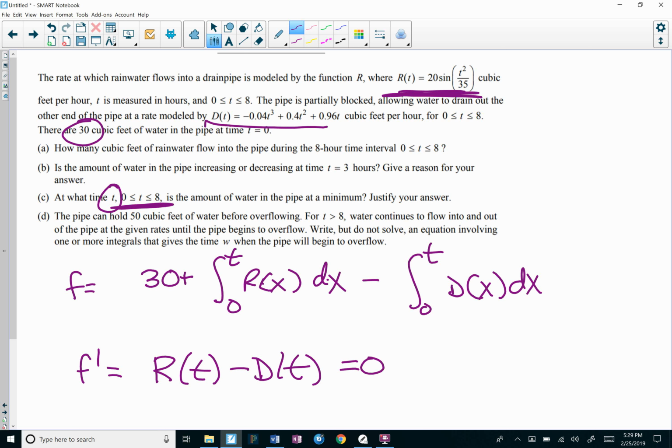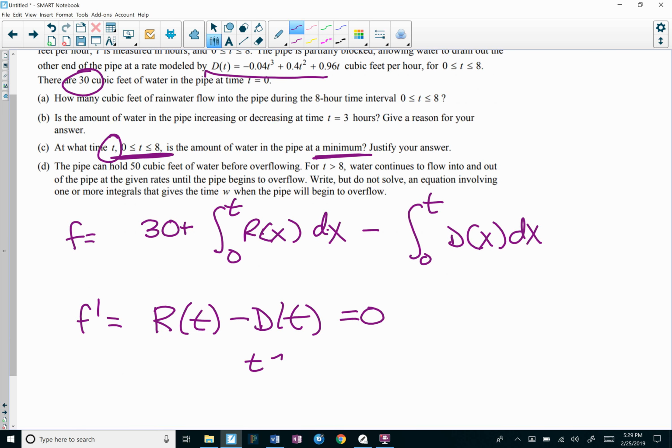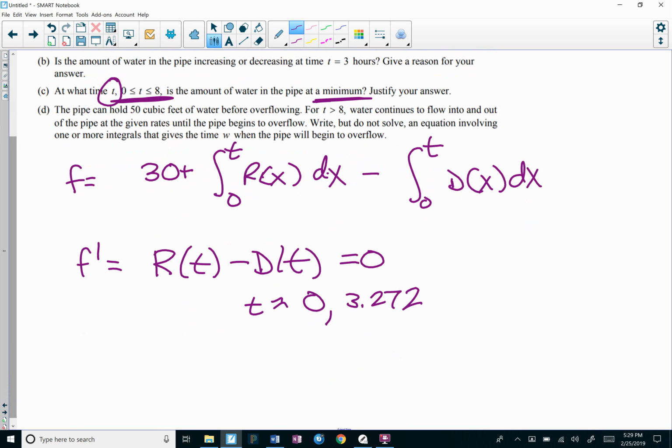We take our derivative, set it equal to 0. We're starting the first derivative test. I use my calculator. I end up getting T is about, well, 0 for starters, and 3.272. So I've got my places for my number line, my places I need to check. Could be mins or maxes. I don't really want to use a number line though, and I'll talk about that in a second. But I also have endpoints.